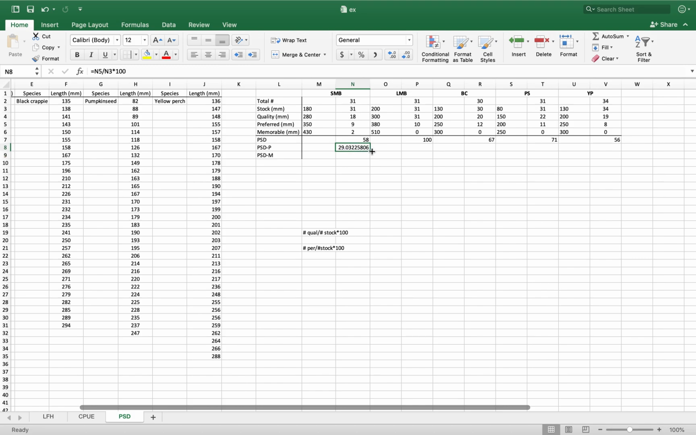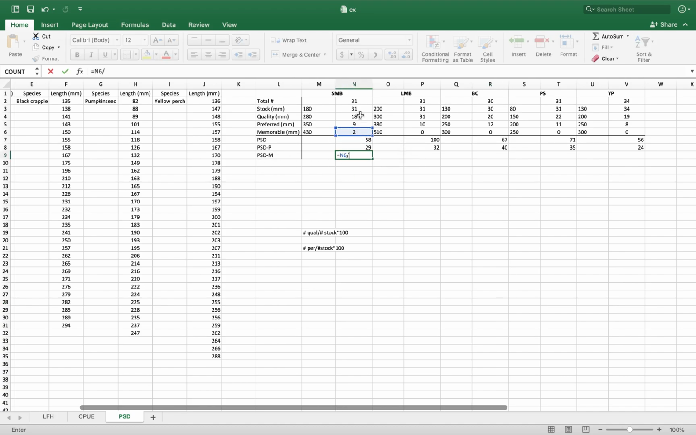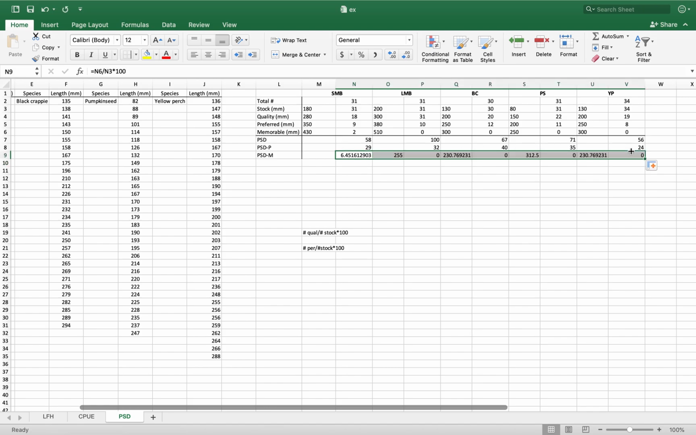I'm also going to bring that down, but remember we don't have to keep these because they don't mean anything. They're just for our recognition. And we're going to bring these down. And there we go. We rounded everything out. We're going to do the same thing for the memorable. So we're going to do equals memorable divided by your stock times 100. That gets us a number there. Bring this down yet again. Delete, delete, delete, and delete.